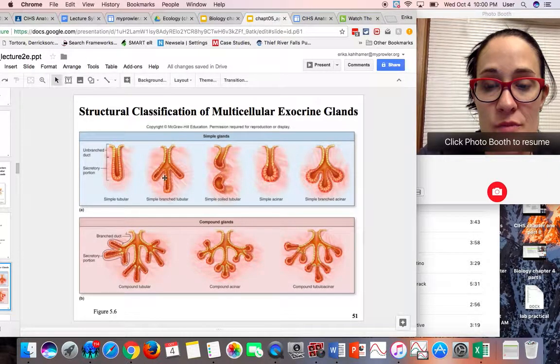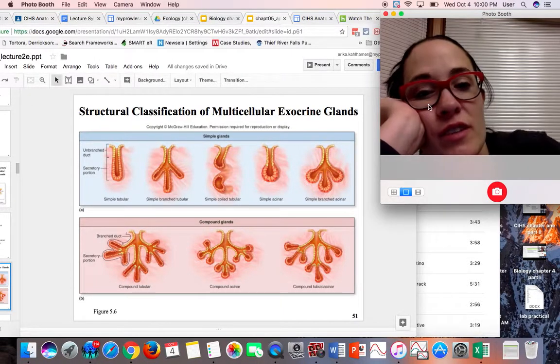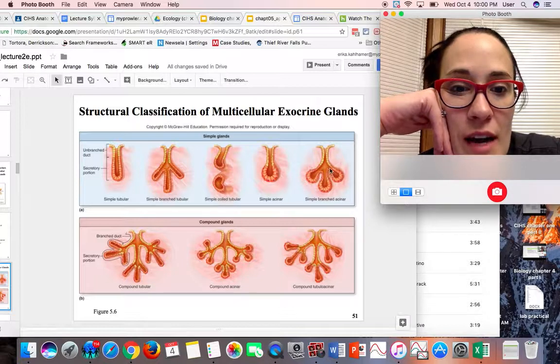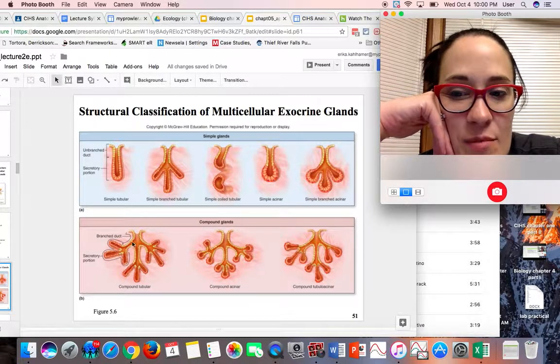So here's what they look like. Simple tubular, simple branched, simple coiled tubular, simple acinar. See the little cup-like. Simple branched acinar. And then compound glands. Many ducts here, see? And then it branches further. Compound tubular, compound acinar, and compound tuboacinar.